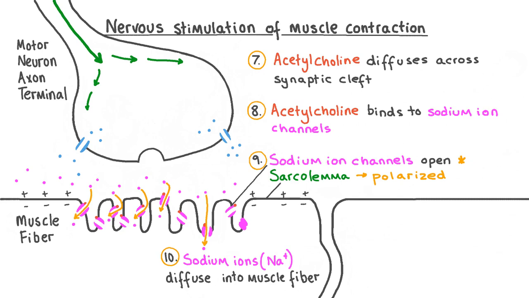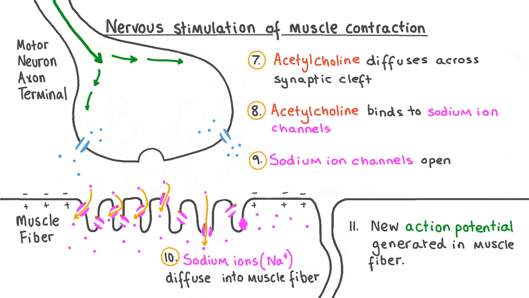When sodium ions diffuse into the muscle fiber, it increases the positive charge inside the muscle fiber's sarcoplasm. When enough sodium ions diffuse in, the sarcolemma becomes depolarized. This generates a new action potential in the muscle fiber.